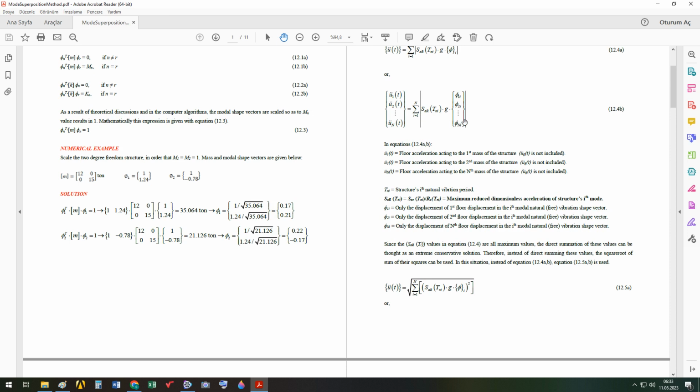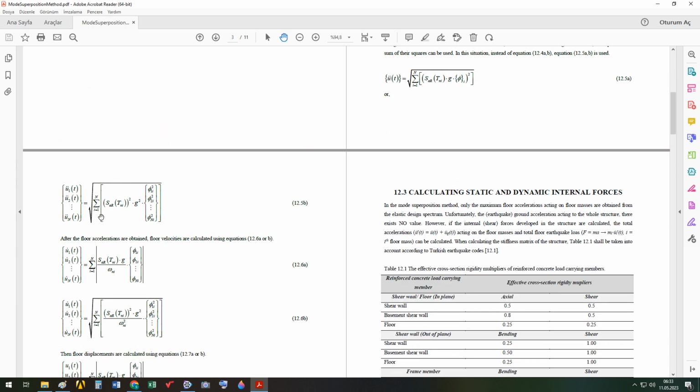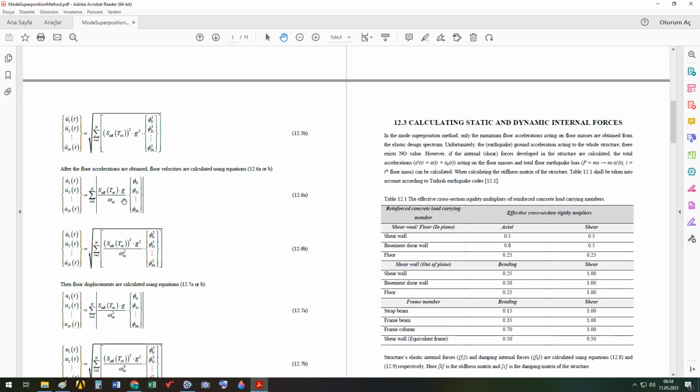Instead of this open form, the closed form can be used, because summing the absolute values gives a very conservative value, a very high value of maximum floor acceleration, which results in a very expensive building. Instead, square root of sum of squares can be applied. For velocities, the conservative approach can be used, or the square root of sum of squares approach can be used.